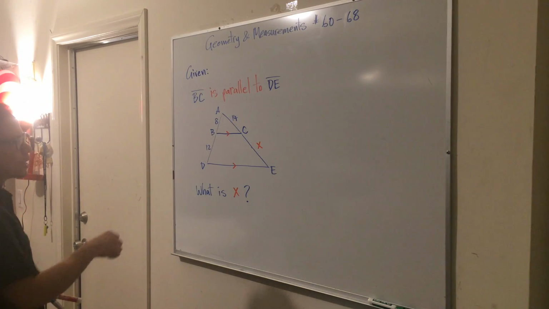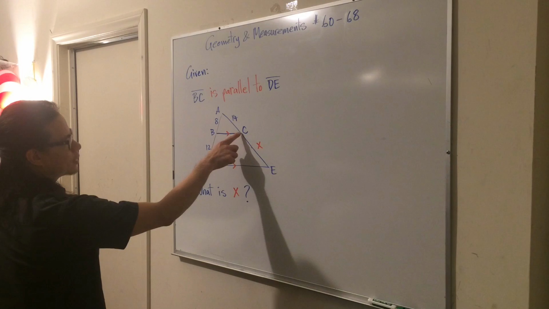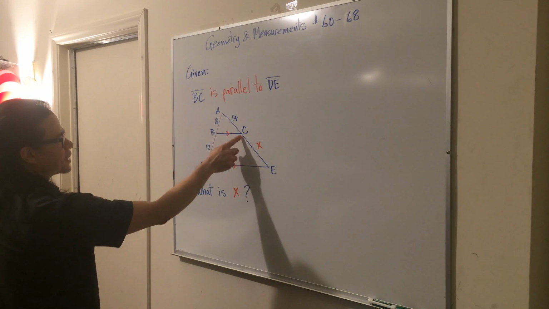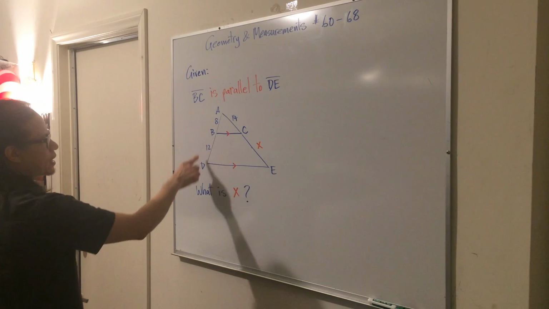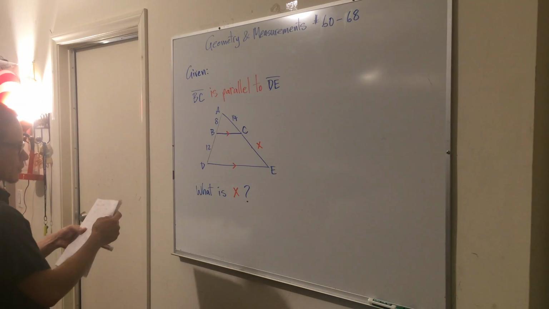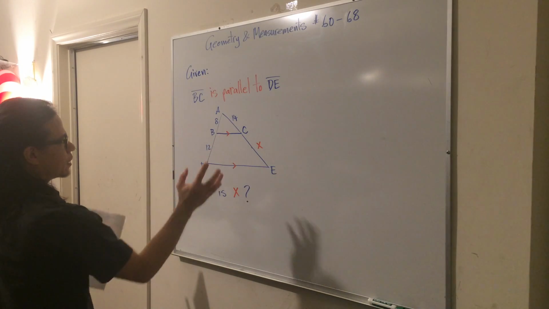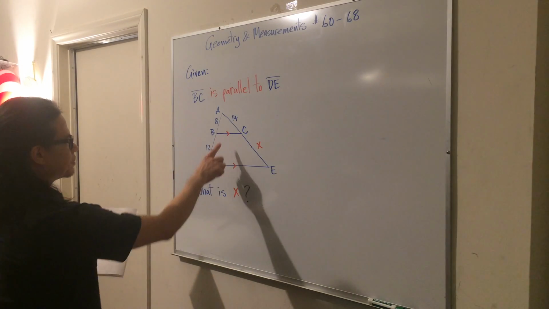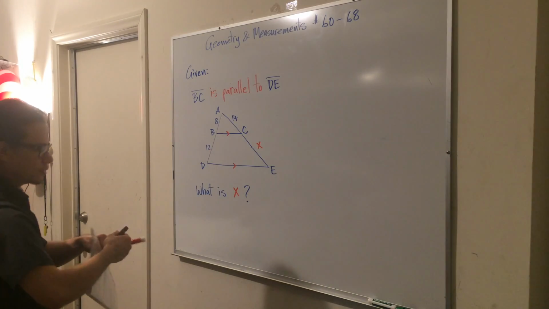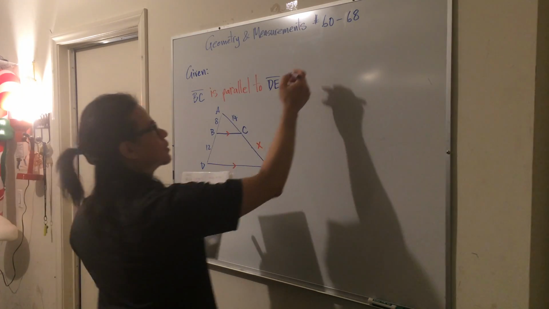The trick to this problem is to realize that you have two similar triangles here, triangle ABC and triangle ADE. And the reason we know that they are similar is because BC is parallel to DE. So let's make note of those facts here.